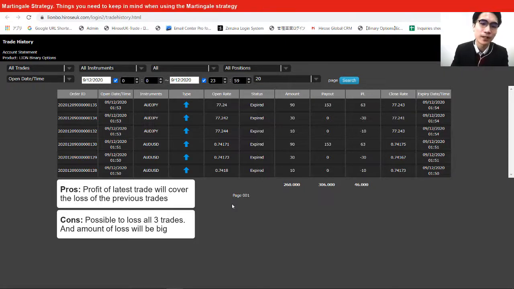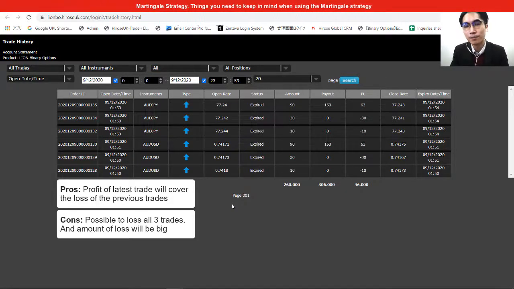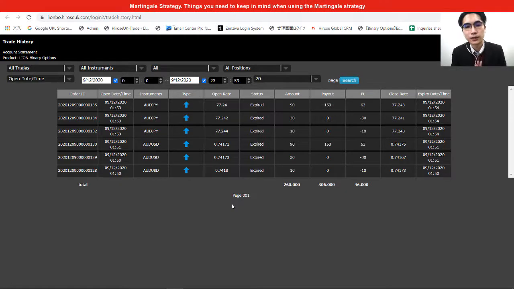And then well, if you want to use the Martingale strategy, you do actually need to have a bigger amount of capital balance in your account, so that you can actually execute proper money management. So that's one of the important things for the Martingale strategy. So you need a big balance for you to use this strategy. So just to keep that in mind.